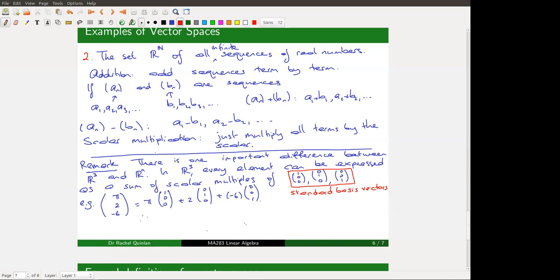So the point is, if you have a basis in mind like this, like the standard basis, then you can interpret every element in terms of its coordinates with respect to that basis. And you can write elements as sums of scalar multiples of the basis elements.